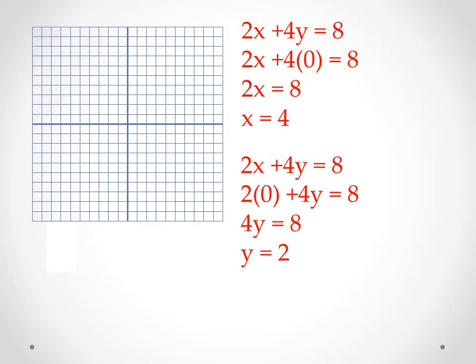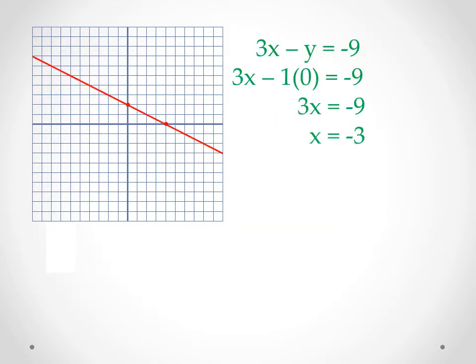And the second one, we set x is equal to 0. We'll get 4y is equal to 8. So y is equal to 2. It's going to be our intercept 0, 2. So there we go, 0, 2 and 4, 0. We draw a line through them.